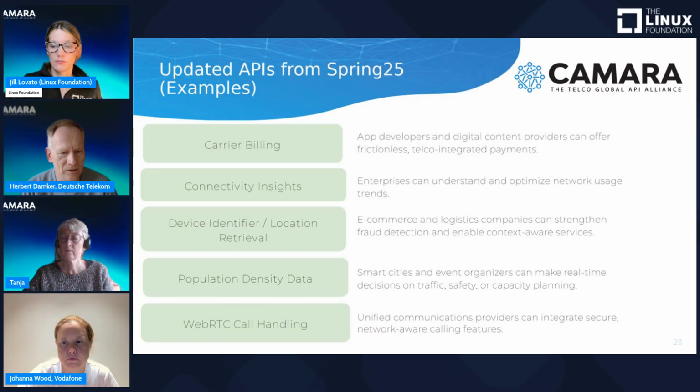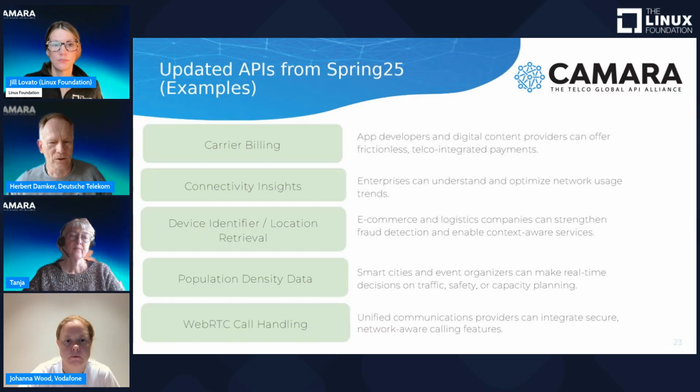Device identifier and location retrieval are additional functionality which help in e-commerce and logistics, either to strengthen fraud detection or enable context-aware services. Population density data is, for example, important for drone flights if they are not allowed to fly above dense populations, but also for all kinds of other traffic safety or capacity planning.